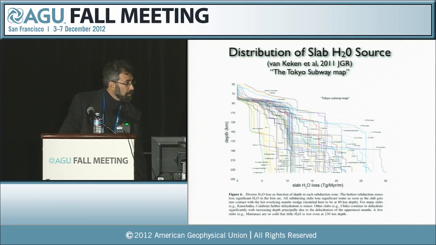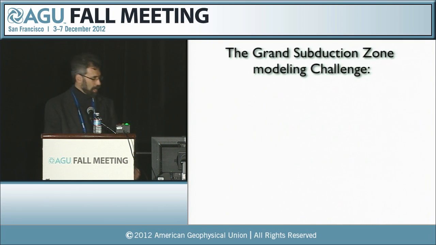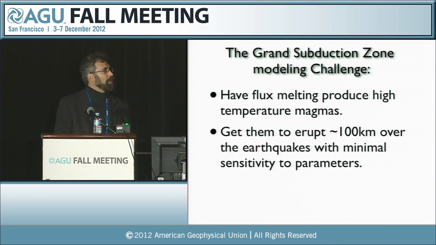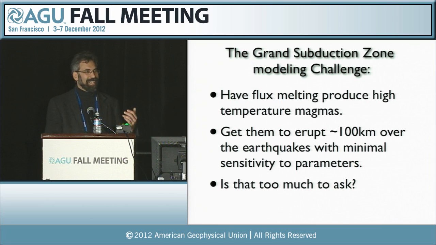So here's our problem. This is the grand subduction zone modeling challenge. A good model should do two things. One, it should have flux melting produce high temperature magmas, and two, they should all come out about 100 kilometers over the earthquake. And I ask, is that too much to ask? The Earth does this just fine, but we're having problems.